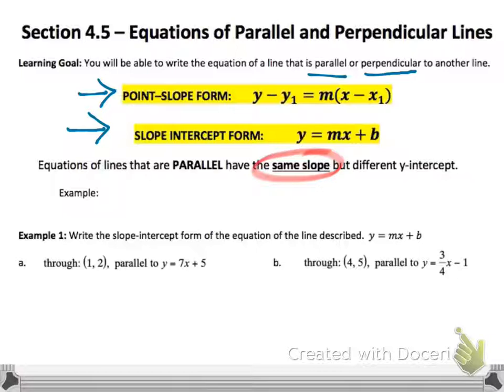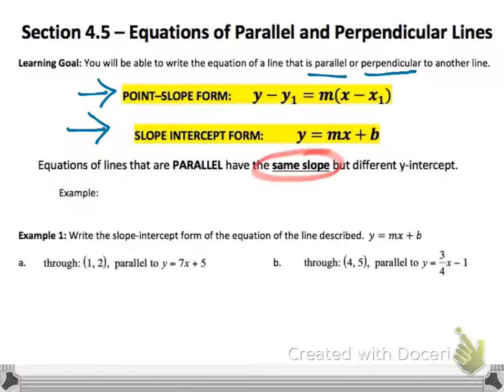We call those coincident lines. They're not parallel. They're the exact same line. And parallel means they don't touch at all, like they never cross. But lines that are parallel have the same slope. And that's all that we know for sure, is the slope has to be the same, but then the y-intercept has to be a different number, okay?